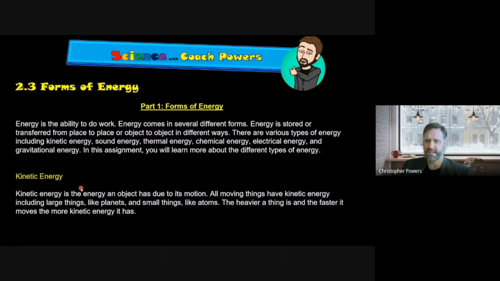All right, so kinetic energy is the energy of an object due to its motion. All moving things have kinetic energy, including large things like even planets and small things like atoms. The heavier a thing is, and the faster it moves, the more kinetic energy it has. Mass is, I'm seeing, one half the mass times the velocity squared. Wow, that's a review from the past, isn't it? For those that took it, you know what this is, kinetic energy.